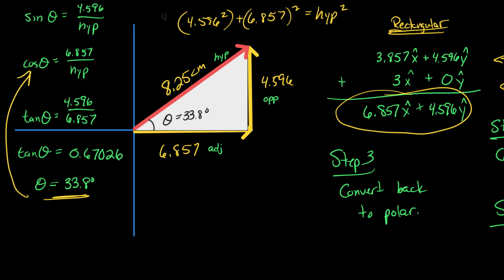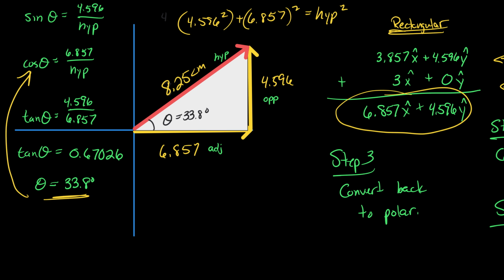Go ahead. So you added 3 to the x and 0 to the y. Is that because in the beginning you moved these 3 centimeters? Yes. And I'm trying to add the two vectors together. So I converted both vectors to rectangular, and then I added the like components.